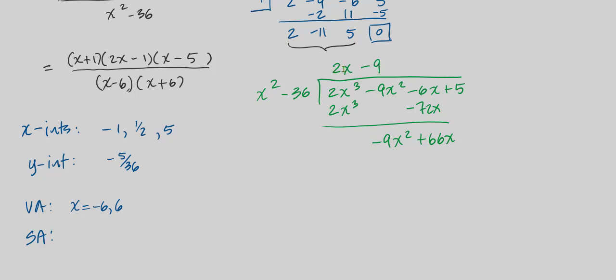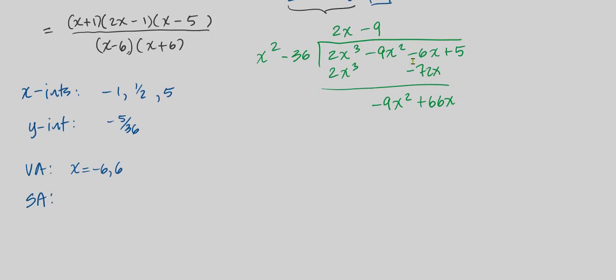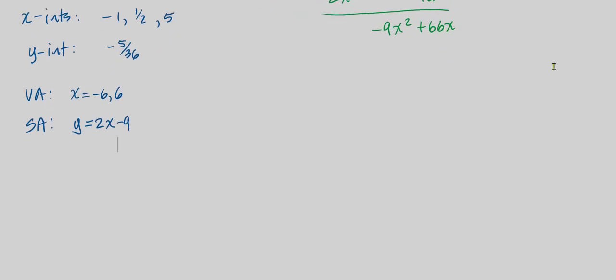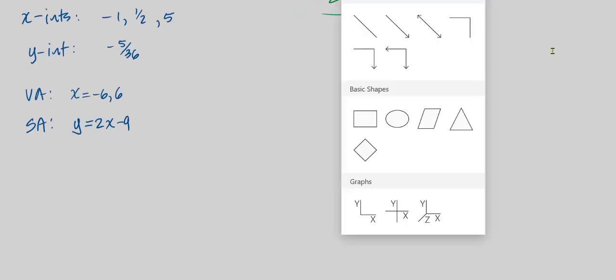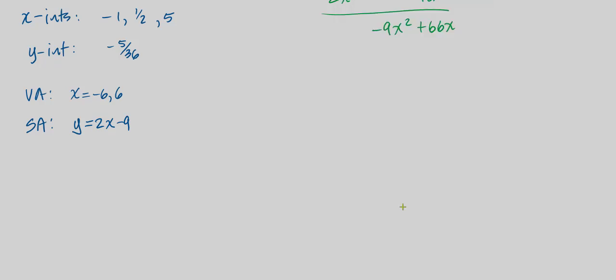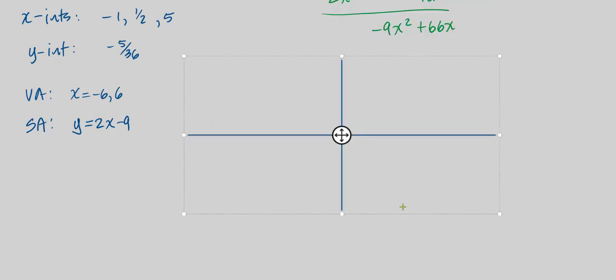As soon as we have the quotient down to the constant, we are done. We don't have to go any further. We don't have to deal with the remainder. So here is our slanted asymptote at 2x minus 9. We have the basic information for sketching this graph.